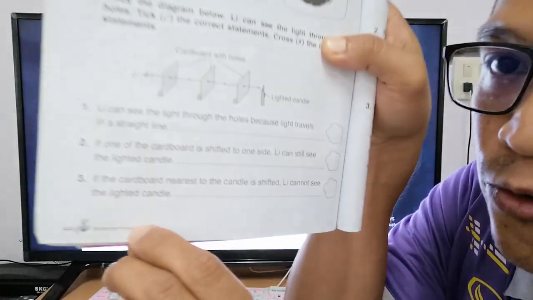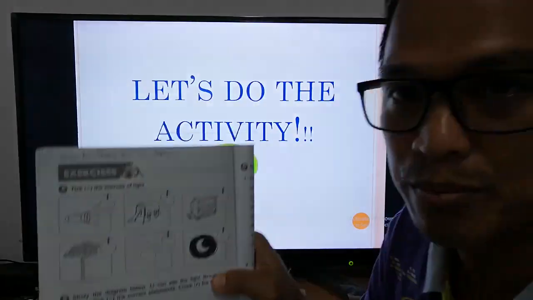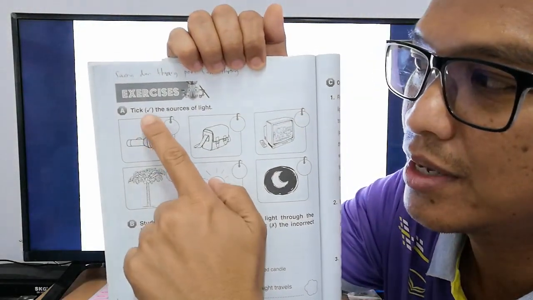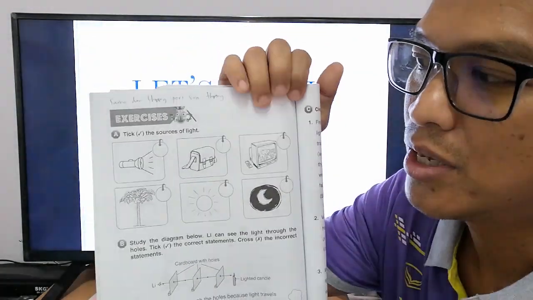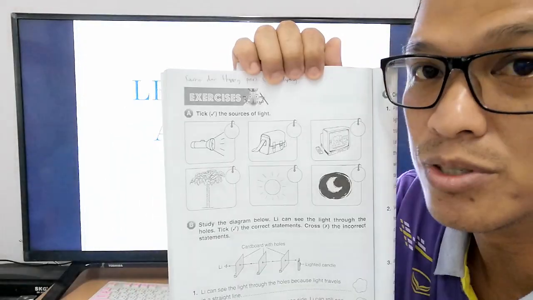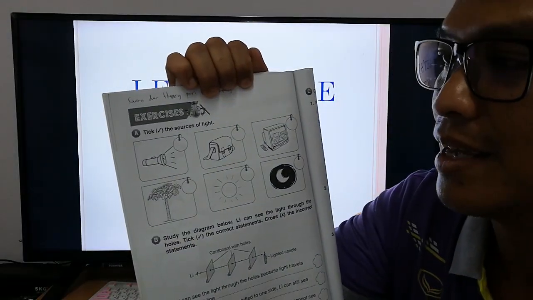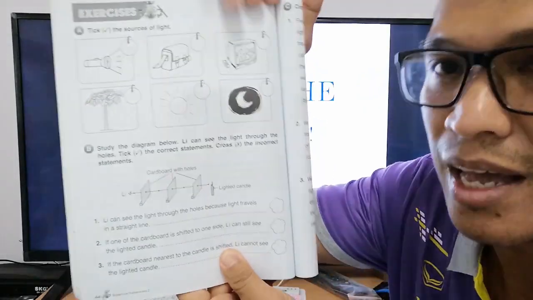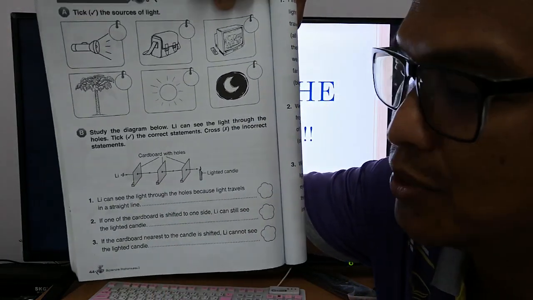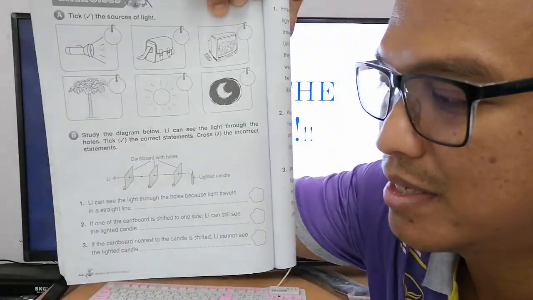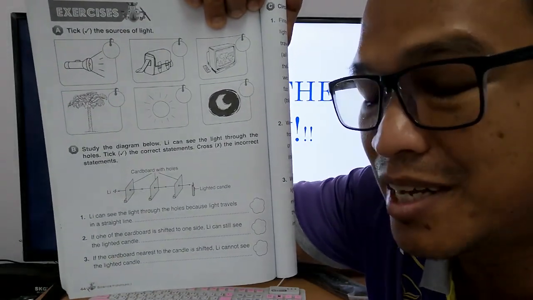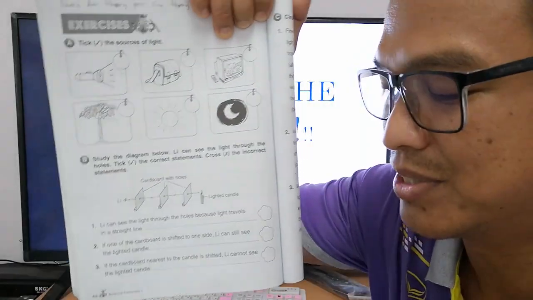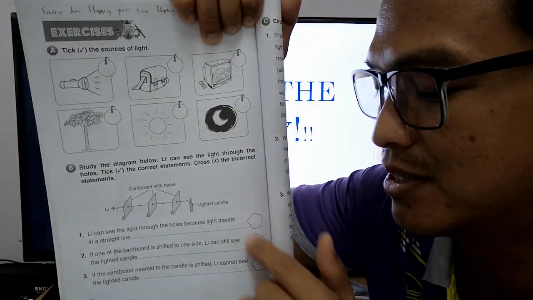Okay, page 44 of your workbook. Now this is what you're going to do. In letter A, you will tick the source of light. That means you will tick the luminous objects, and maybe cross the non-luminous objects, it's okay also. In activity letter B, you will tick the correct statement, and if the statements are incorrect, you will just put an X. You will read and answer. Put the tick or the X in this part.